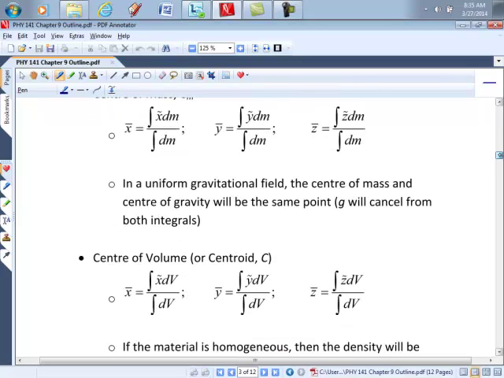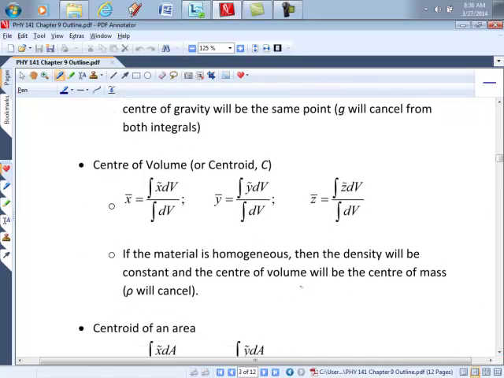And most of the time, we can actually just find a center of volume, as long as the material is uniform. So as long as the machine part we're trying to find this center of mass or center of gravity of is the same material, then we can just find a center of volume. If it's a composite part, then we would have to integrate with respect to mass and take the density into consideration.